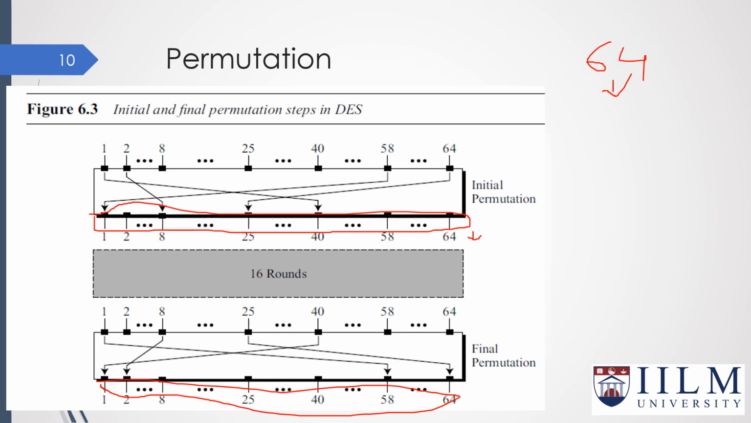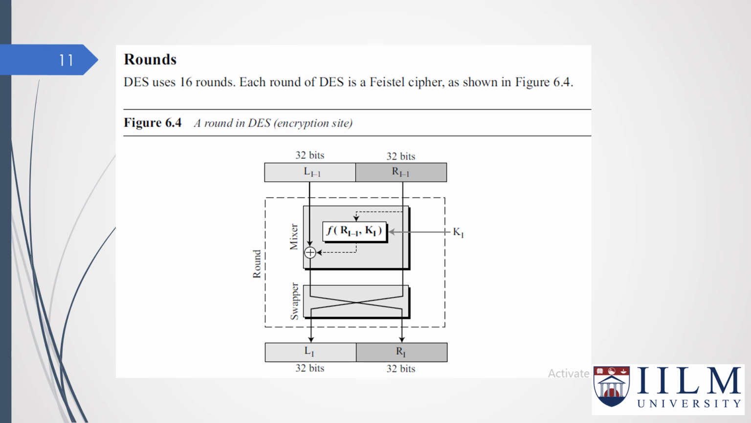Now we see what is in round 1. In DES there are 16 rounds, and each round of DES is a Feistel cipher. A Feistel cipher is a function, f of R(i-1), K(i). We know DES is a 64-bit block cipher, so this is 32 bits and this is 32 bits, which together make 64 bits: the left 32 bits and the right 32 bits. These are differentiated. The left bits first come to the Feistel function, while the right bits are kept as they are.